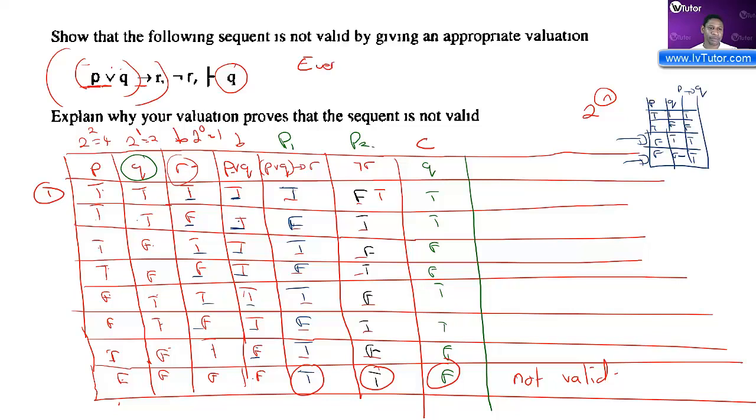Every time that the premises are true, the conclusion has to be true. Okay, so that is the take-home point. Done. So now that is how we apply the appropriate valuation of the truth table. Let's look at another instance.